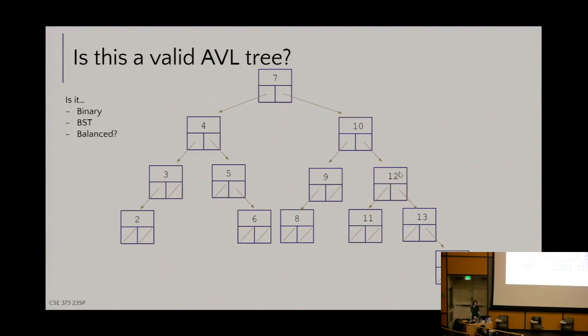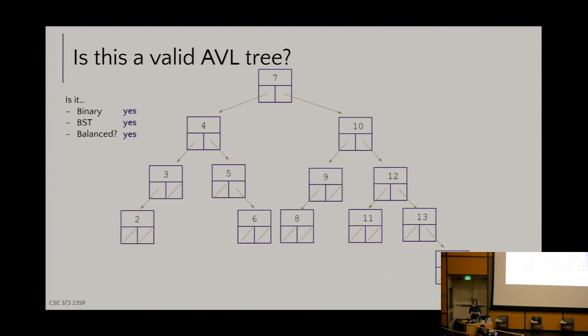I'm going to say 12. It's got a height of 1 versus a height of 0. That's balanced. Okay, great. And then I go up and I say 10. It's got a height of 1 versus a height of 2. Okay, that's balanced. Then I go up to 7, and it's got a height of 2 compared to a height of 3. That is also okay. That is balanced. Any questions about how we got there?